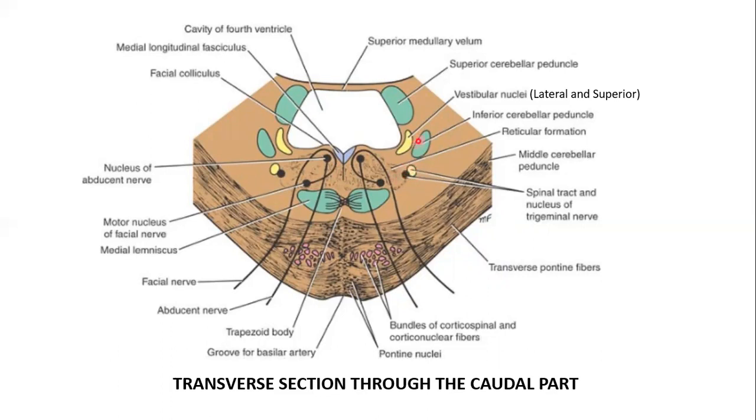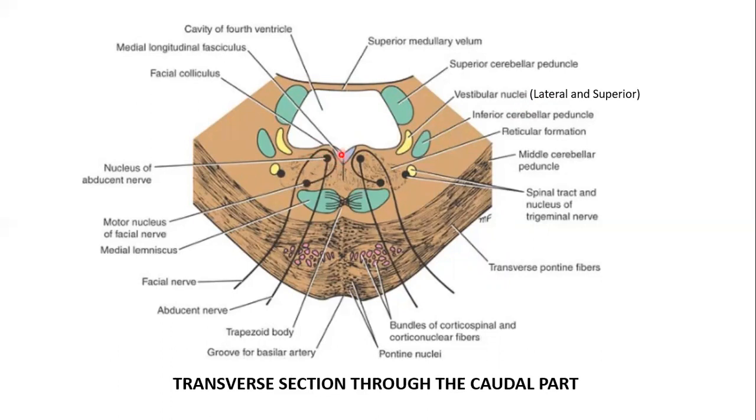As we move upwards, this is the inferior cerebellar peduncle, and anterior to that are the vestibular nuclei. Which parts of the vestibular nuclei? Of the 4 parts, the lateral and superior vestibular nuclei are lying over here. Also the vestibulocochlear nuclei are over here, not shown here. So this is very important.